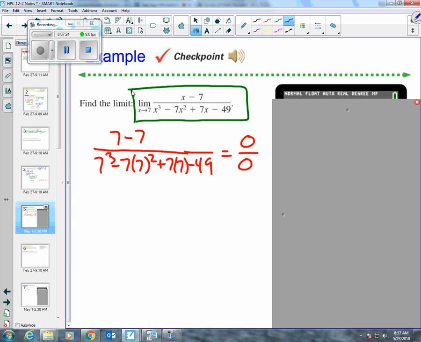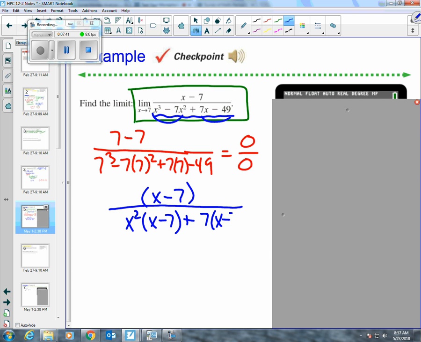So at the bottom, take a look. It has 4 terms. If we're going to try to factor that, do you remember how to factor something with 4 terms? That is factoring by grouping. All right, so for the first two we pull out x squared, which would leave us with x minus 7. And then for the second two we pull out a 7. That would leave us with x minus 7. And then we can pull out that common factor. So we've got x minus 7 over (x squared plus 7)(x minus 7).